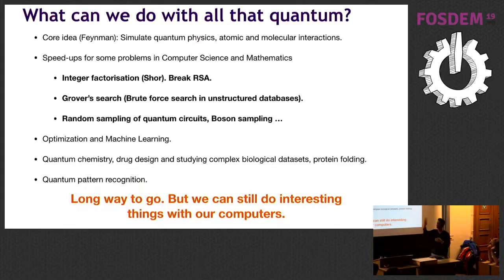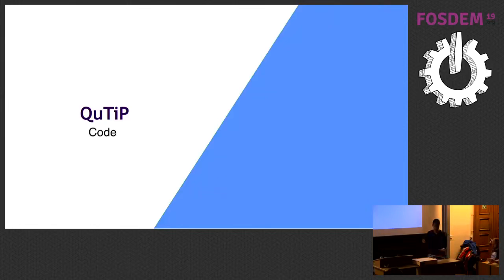This is something even way beyond. So if you want to recognize some patterns coming up in your quantum systems, can you even use your classical systems to identify these patterns? So we have a long way to go, but we can still do interesting things with our computers. And that's where QuTiP comes in.